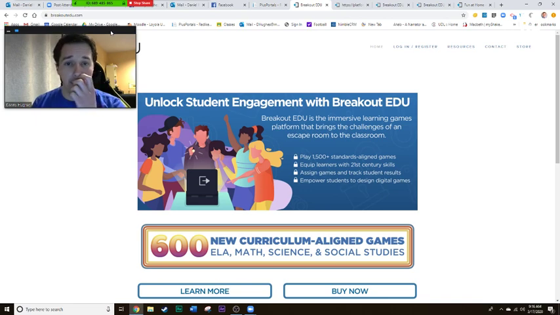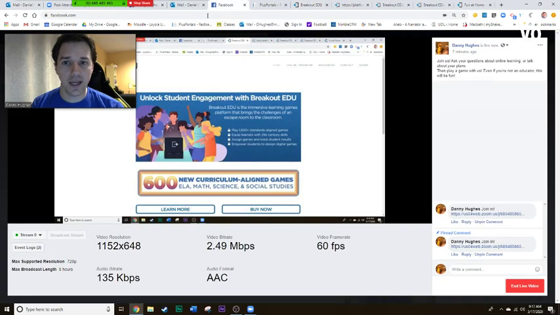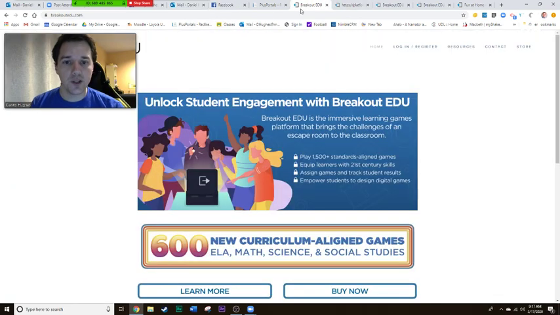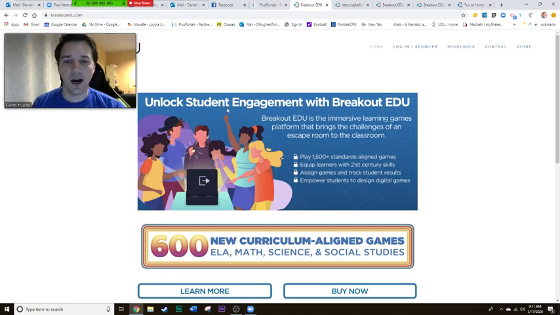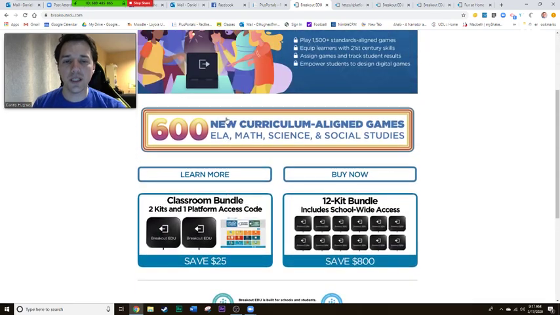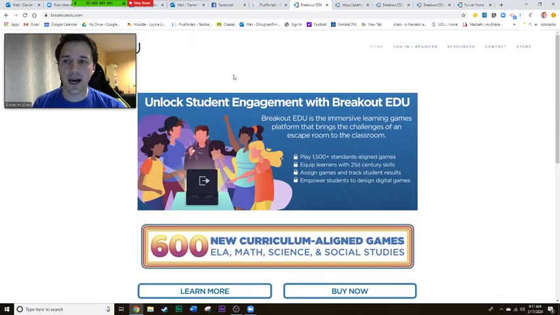But in the meantime, I'll talk about Breakout EDU, and I'm just going to check that you can see my screen here. You can, yay. Breakout EDU is a resource that you can use both in person and digitally. I've had experience with both sides of this. It is a paid service for the most part, so this is not one of those good free ed tech resources that you can use. That being said, it is super fun and super engaging, and it's basically an escape room.